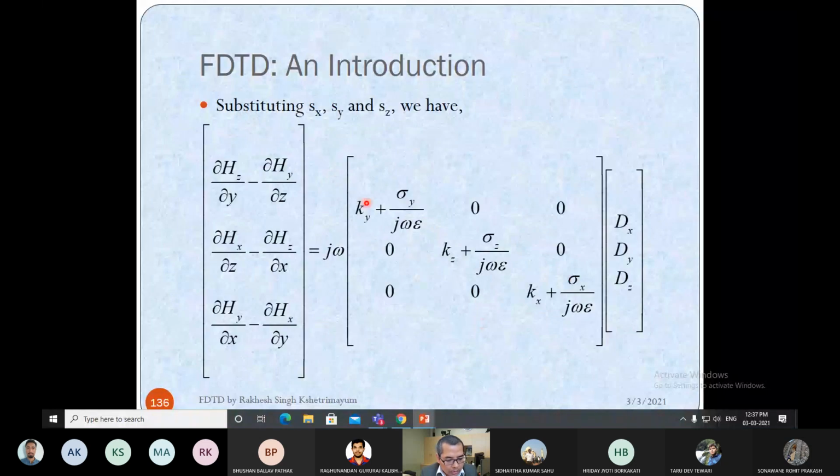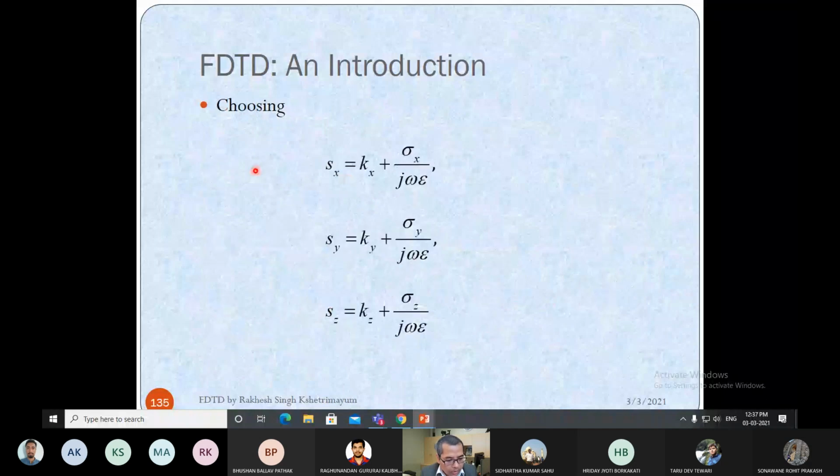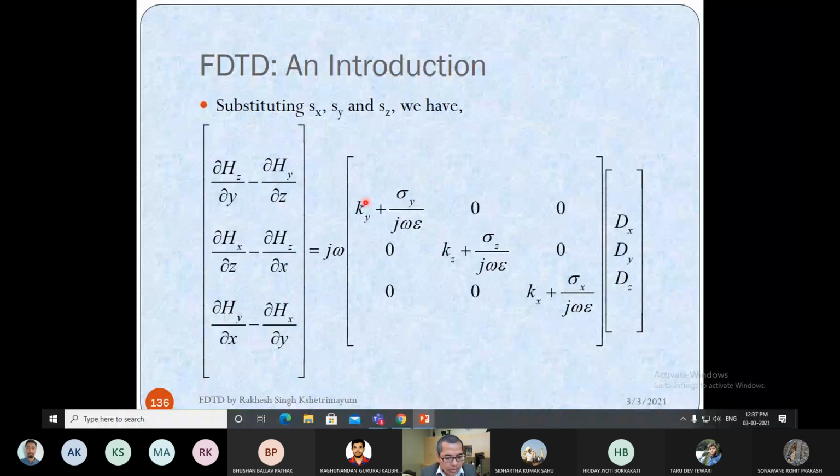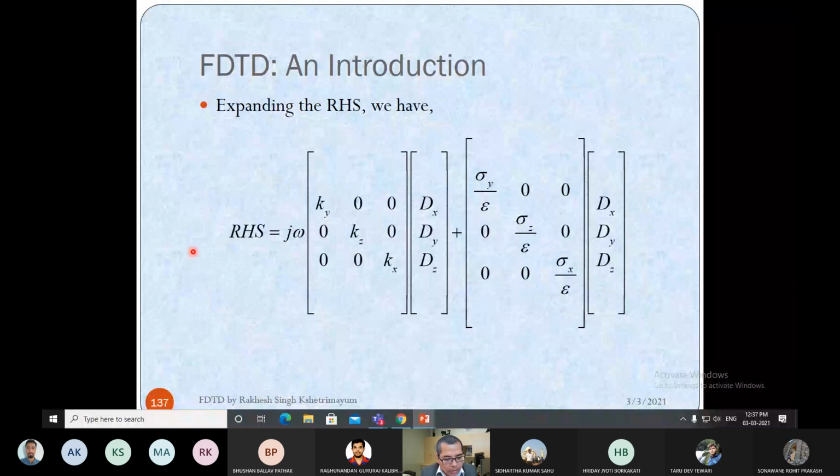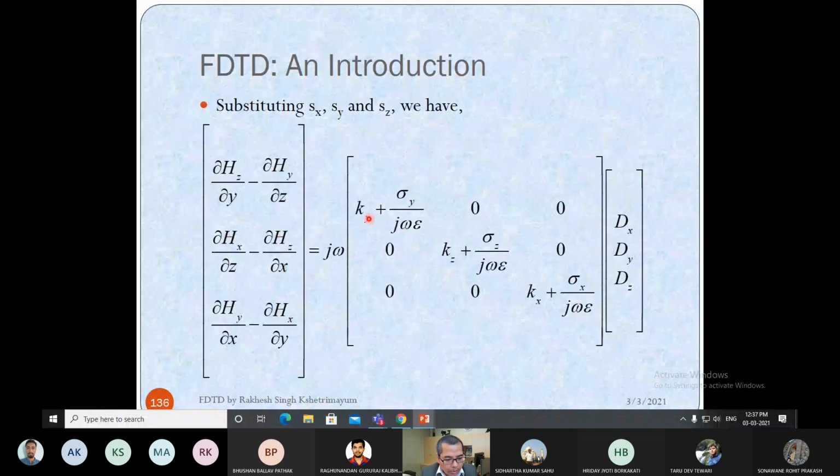So I will replace Sy, Sz, and Sx by the parameters we have chosen in the previous slide. We simplify. We have a j omega here, and this is the term from Dx, Dy, Dz, and this is from the curl of the magnetic field vector. Let us look at the right hand side. It has ky plus sigma y by j omega epsilon, also kz plus sigma z by j omega epsilon, also kx plus sigma x by j omega epsilon.